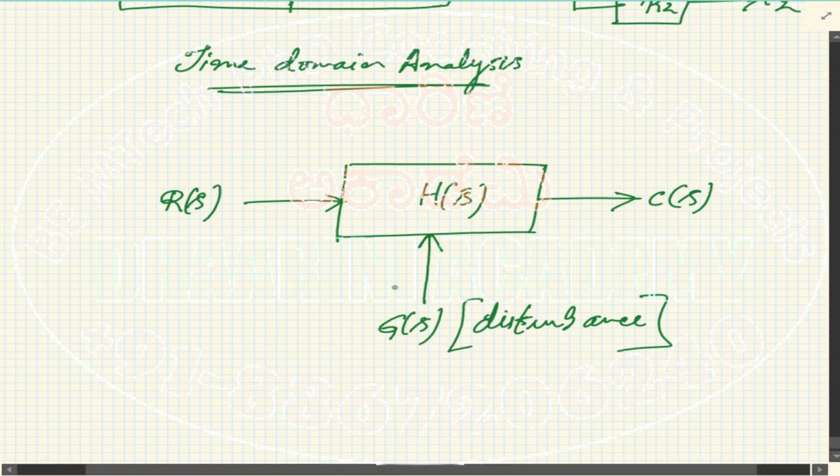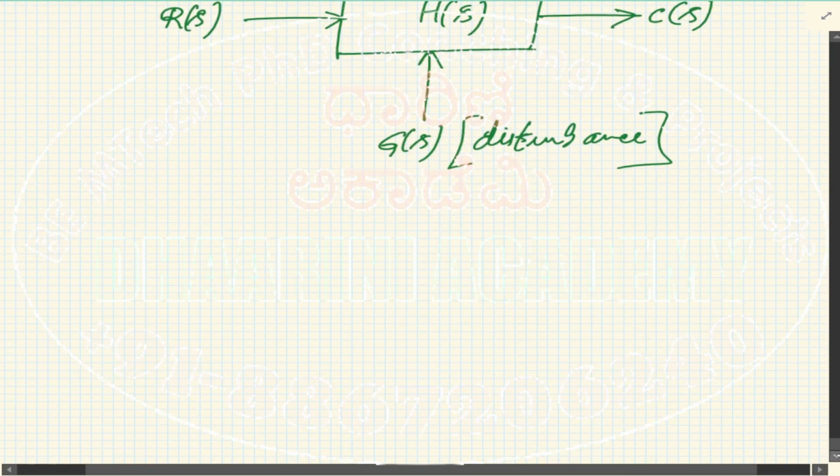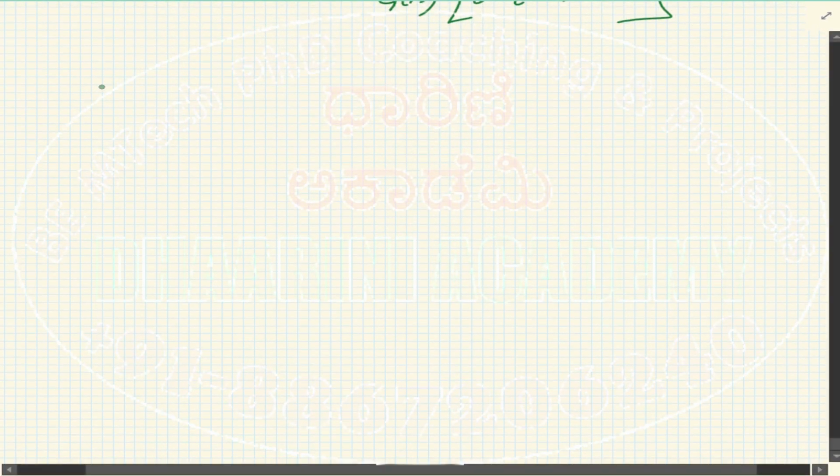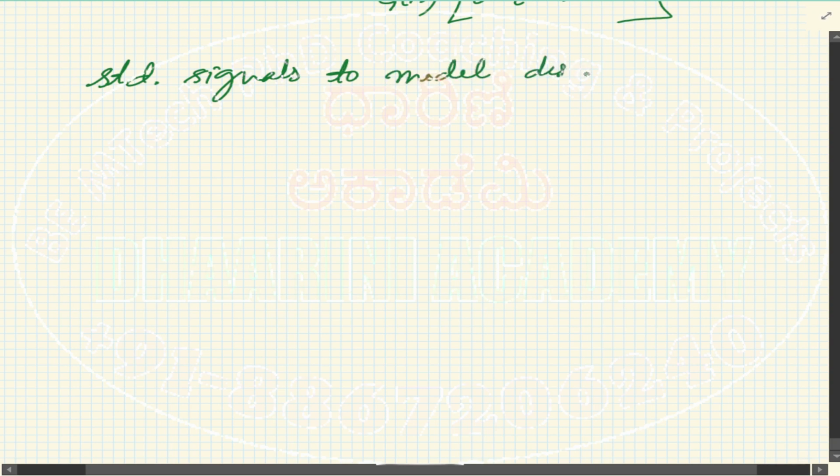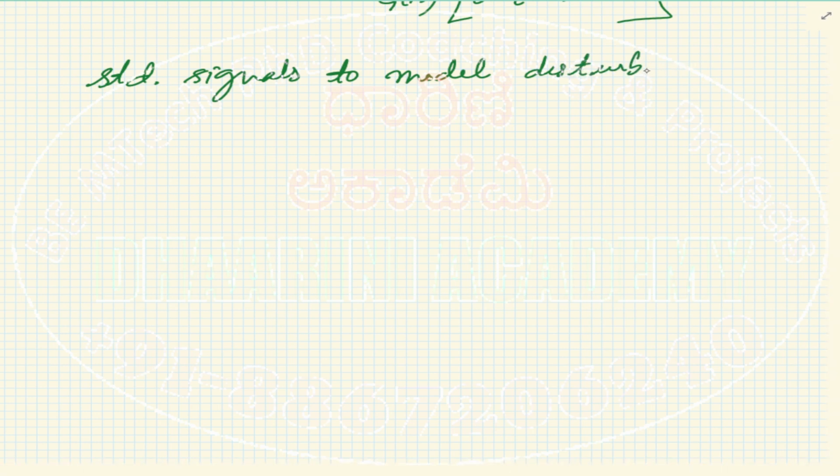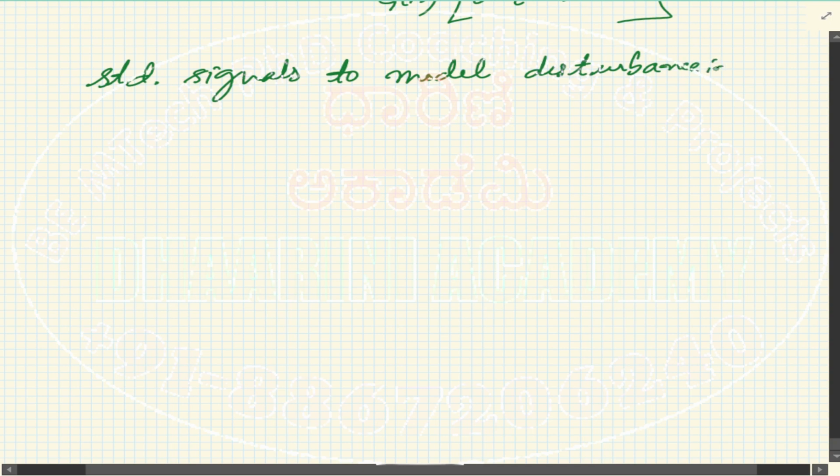For that reason, what we do, we try to define the disturbance in terms of some standard signals, right? Standard signals to model the disturbance. We know that we are using three different signals. The first one is the step signal.